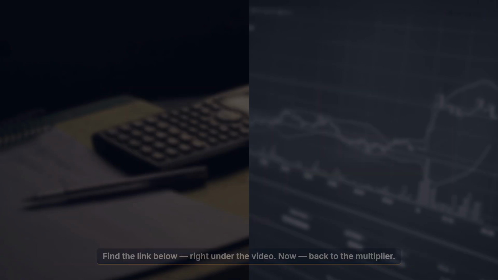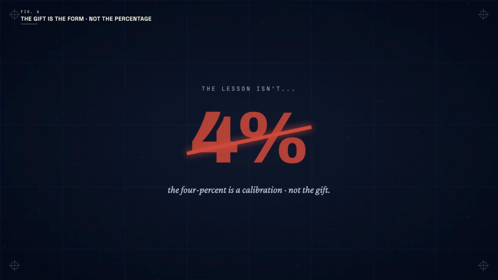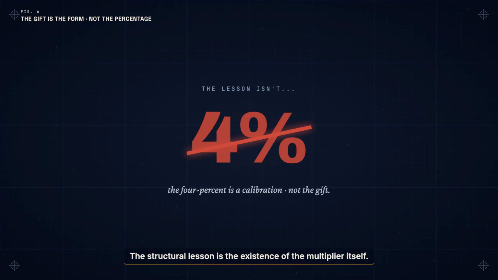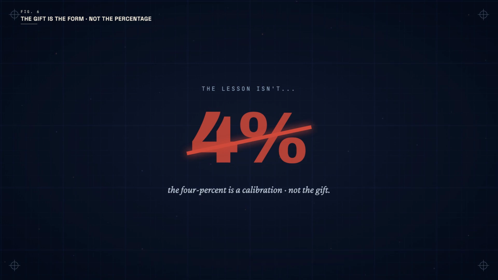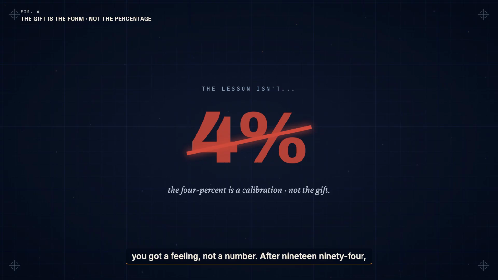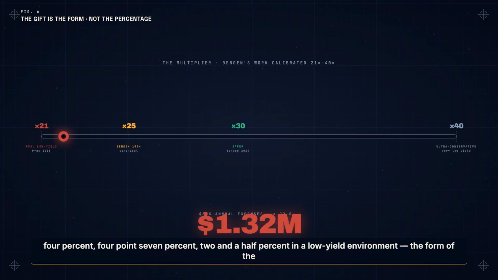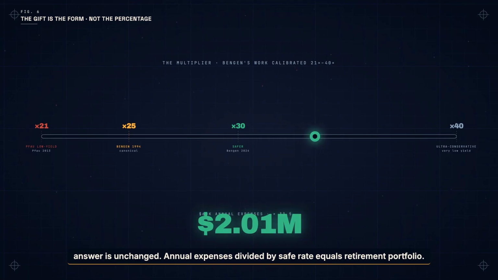Now, back to the multiplier. The structural lesson from the 4% rule is not the 4%. The structural lesson is the existence of the multiplier itself. Before 1994, if you asked, how much money do I need to retire, you got a feeling, not a number. After 1994, you get one division. Whatever the exact safe withdrawal rate is, 3%, 4%, 4.7%, 2.5% in a low-yield environment, the form of the answer is unchanged. Annual expenses divided by safe rate equals retirement portfolio.